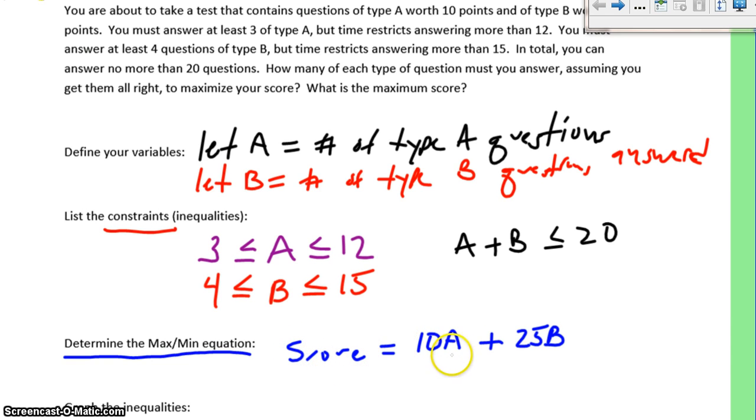Now, because I don't want to just choose random points for A and B, that could take forever because there's an infinite number of them, I'm going to use strategic points for A and B, and those happen to be the points of intersection of the system of inequalities that we just decided on for our constraints.